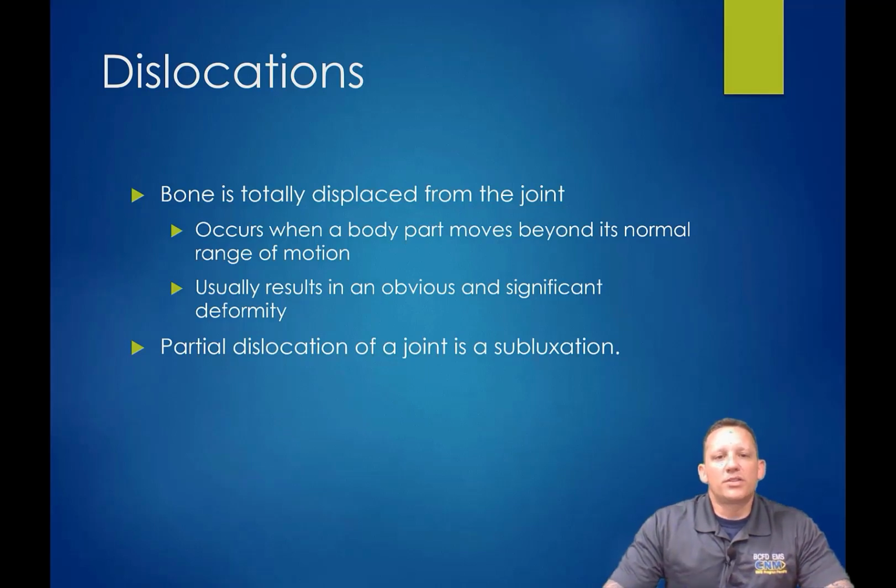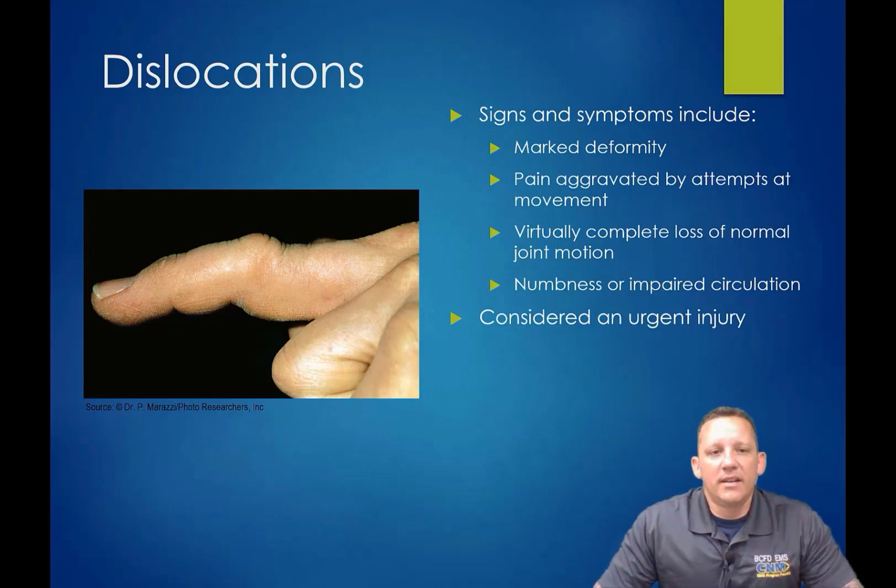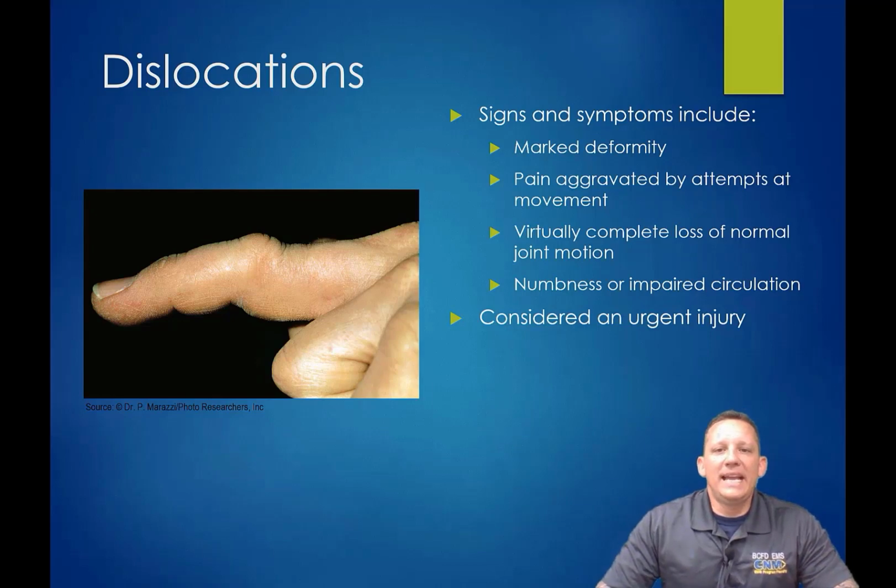If you have a partial dislocation of the joint, the technical term for that is subluxation. And as promised, the finger dislocation in the picture here gives you a good idea. That looks like it's probably fairly painful, and this patient is not going to want to move that finger or extremity. Pain is going to be very obvious, and anytime the patient goes to move something, it's going to become even more painful.